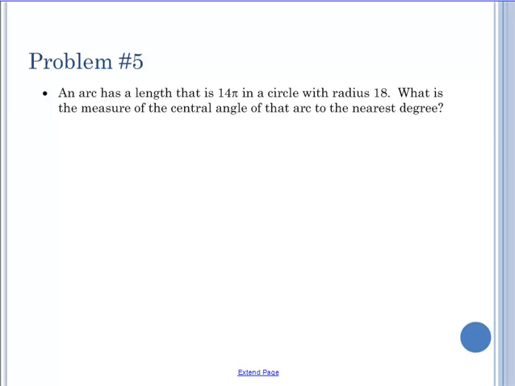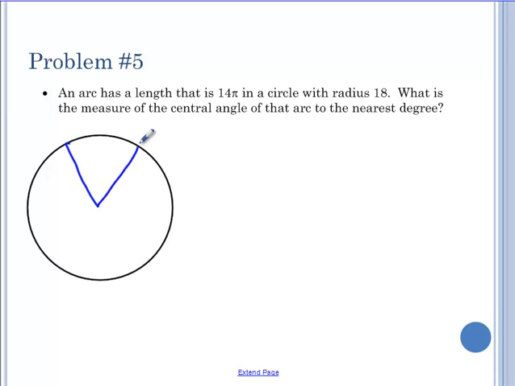And our last problem in this video, an arc has a length that is 14 pi in a circle with a radius of 18. What's the measure of the angle? So let's visualize this for a second. Here's our circle. Now I may not be drawing this angle to scale, but let's say that that's correct. Here's 14 pi, my radius is 18. I want to find this angle.